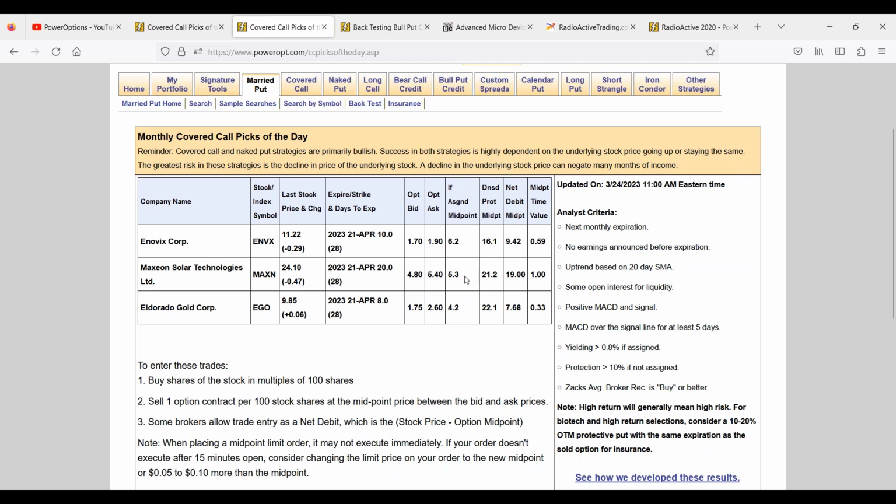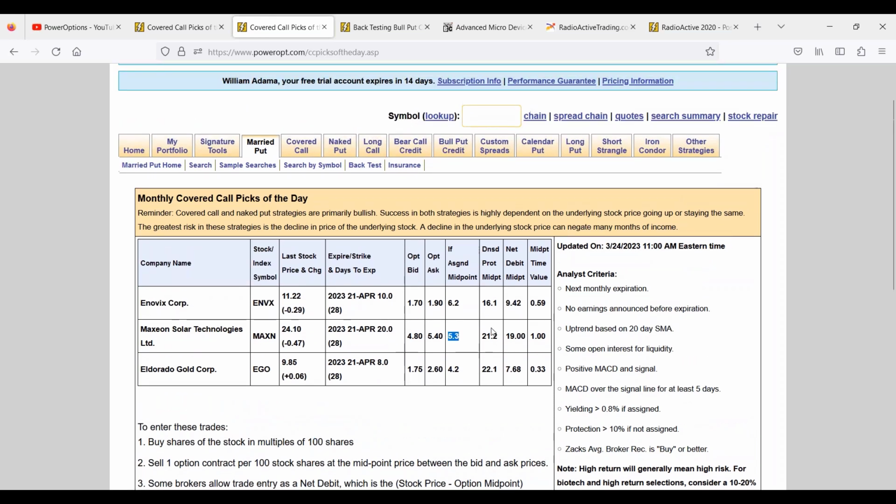Now, see here, kind of like Maxeon Solar here, about the same thing. Different prices, 24.10, selling the April 20 call, midpoint between 480 and 540 would be a 5.3% return if assigned. A $1 midpoint time value. Now, AUPH is not here. It's not in the monthly covered call picks of the day. So he's asking, does this mean you guys closed the trades? I didn't see an update on that.